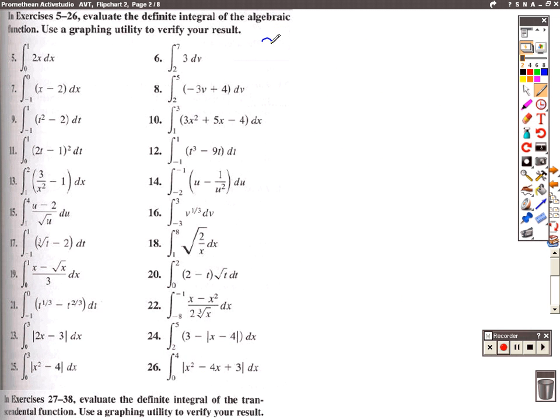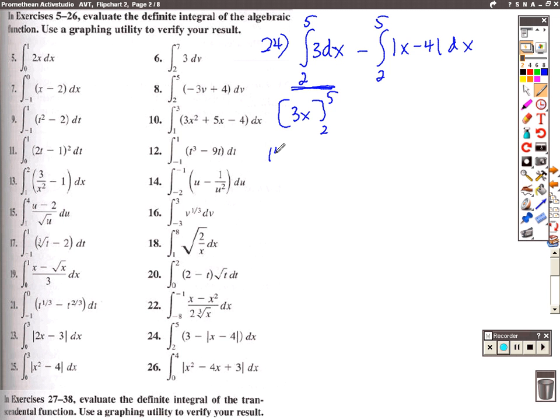24 just bumps it up just a little bit. In number 24, now notice the first thing I'm going to do is pull the absolute value away from the 3. So I'm going to use a property and rewrite it this way. Now integrating this side is very easy. I'm going to integrate 3 to get 3x, and I'm going to evaluate it from 2 to 5, so I get 15 minus 6, which is 9.